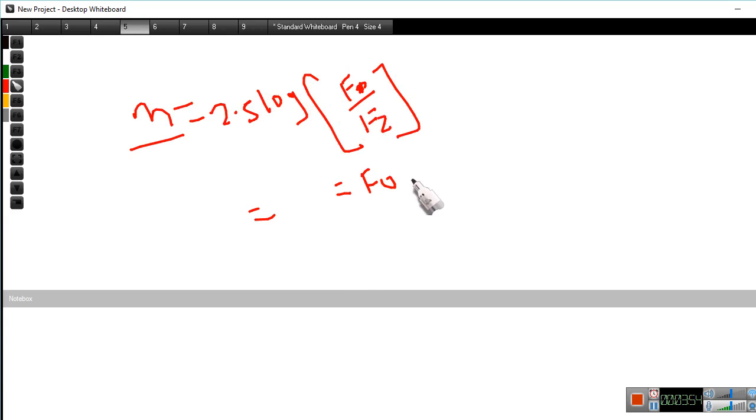So this is the total f, that is given by 10 to the power minus 0.4 plus 10 to the power minus 0.8.